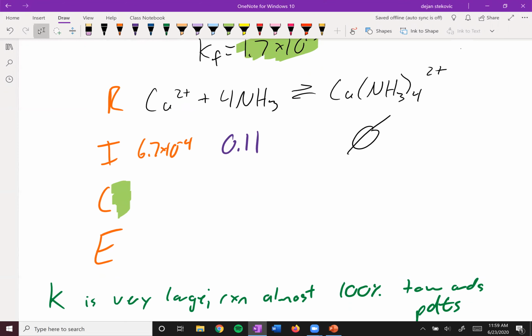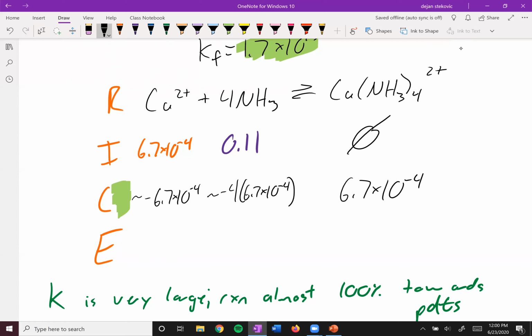And so we're going to assume that the change is approximately negative 6.7 times 10 to the negative 4 molar, right? It's the smaller of our two reactants, so it's the limiting reagent. This is approximately negative 4 times this 6.7 times 10 to the negative 4 molar. And then our final concentration of the copper ammonia complex will be 6.7 times 10 to the negative 4 molar.